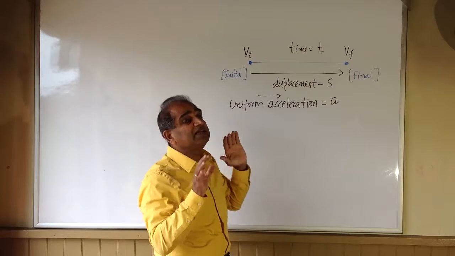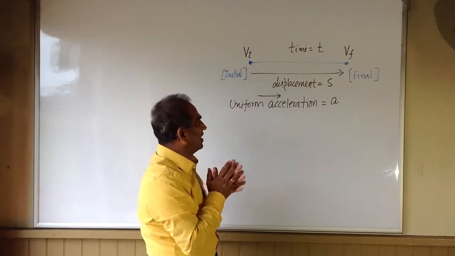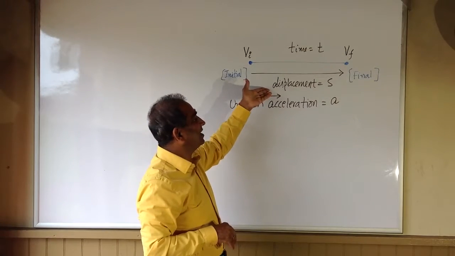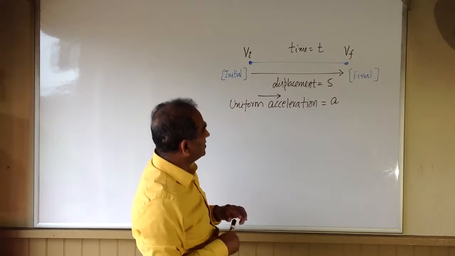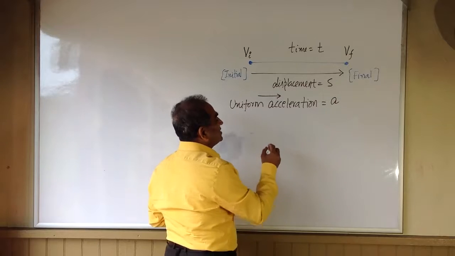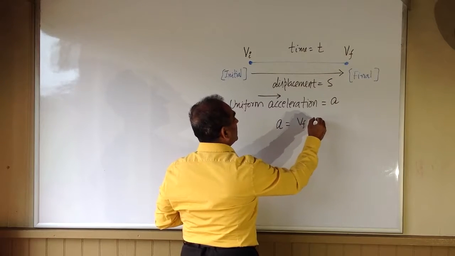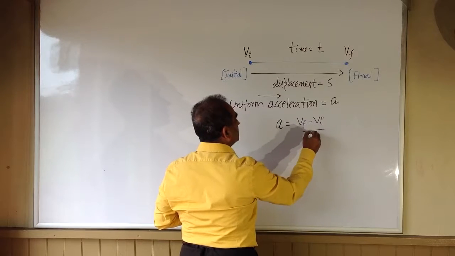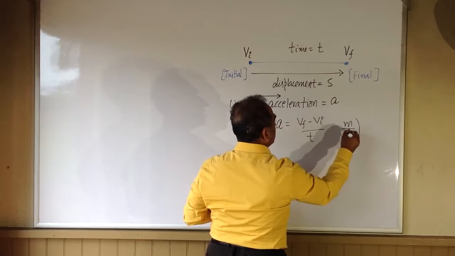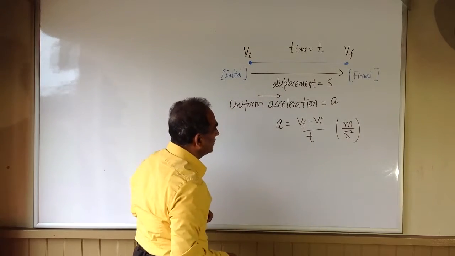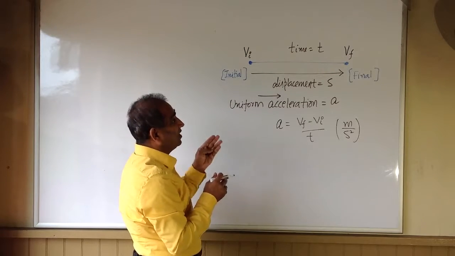Uniform acceleration means the acceleration will not change with time, it is a constant value. And then it displaces s. So what are the relations between these? Let's see. We have already seen that the acceleration a is equal to v final minus v initial over time t, and the units are meter per second squared. It's a vector quantity.